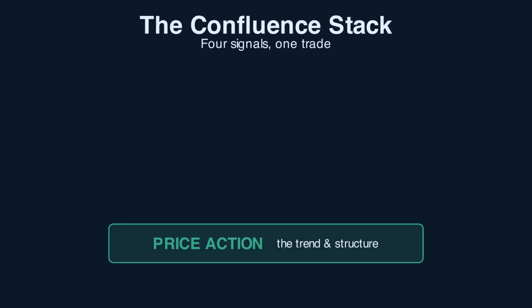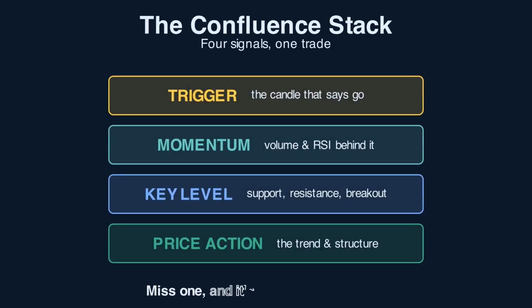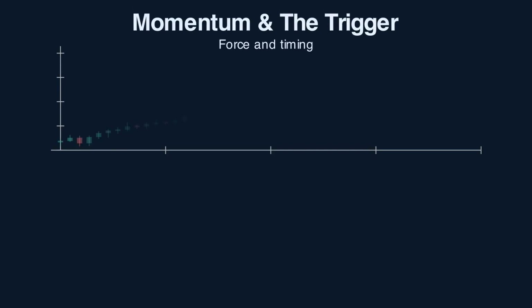Here's the whole method on one screen. A swing trade only qualifies when 4 signals stack on top of each other. 1. Price action and structure. Is the trend actually making higher highs and higher lows? 2. A key level, support, resistance, or a breakout line that matters. 3. Momentum. Is there real force behind the move, from volume or an oscillator like RSI? And 4. A trigger, the specific candle or close that tells you to act. Miss one and you don't have a trade. You have a hope.